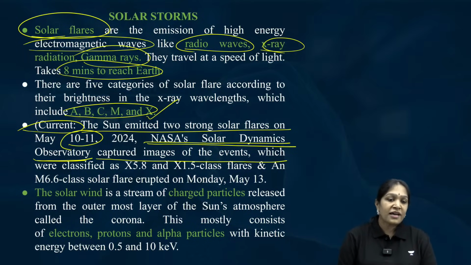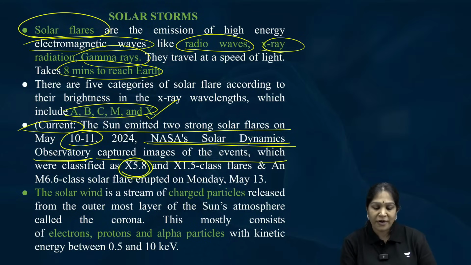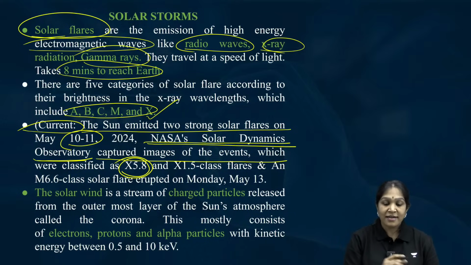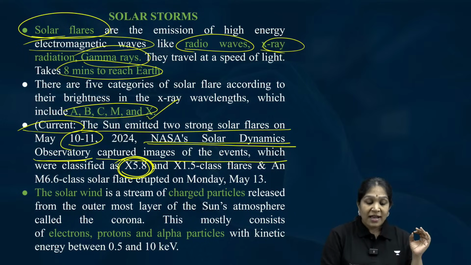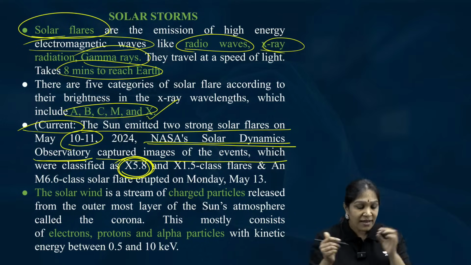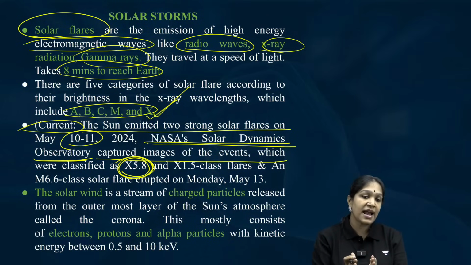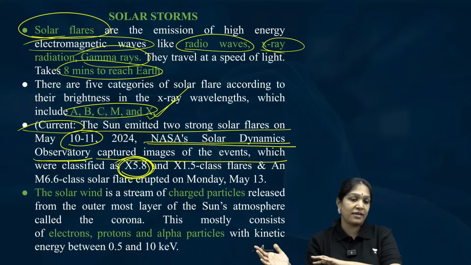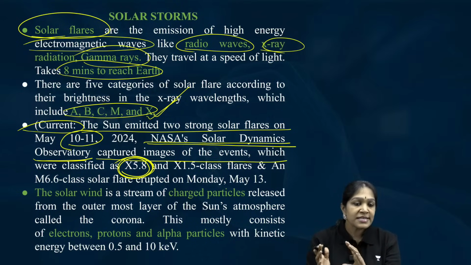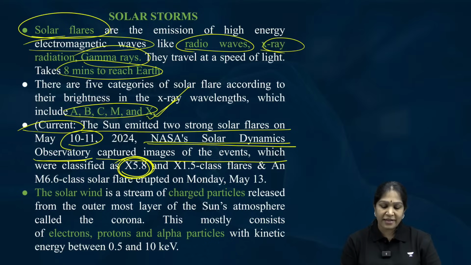What category solar flares reached the Earth on May 11th? Look at this. X5.8. Is it clear? It means the higher side of the highest intensity. It means in the X category also very high. Almost highest intensity solar flare reached on May 11th.